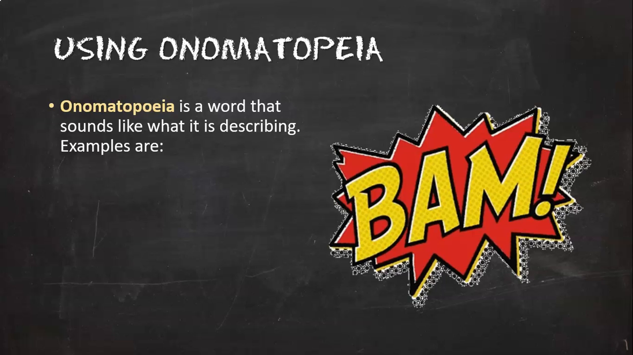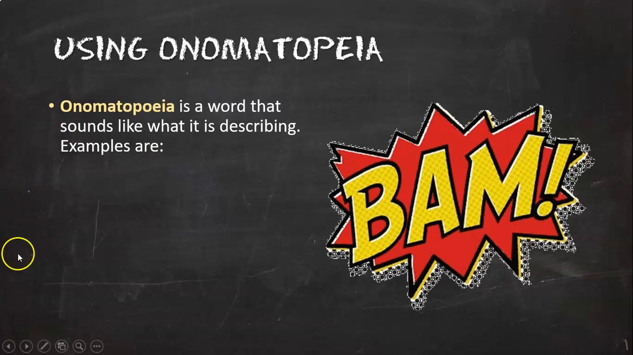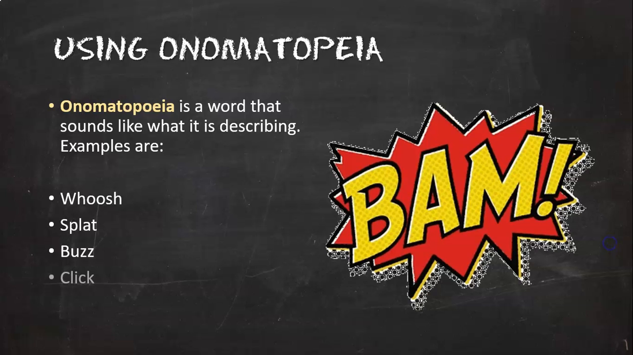Onomatopoeia. I can never say that. I'm so sorry. Onomatopoeia is a word that describes sounds like what it is describing. So here's some examples. For instance, bam, whoosh, splat, buzz, click. It's a word that's describing the sound, right? Bam. It's like getting hit or something. Oink.